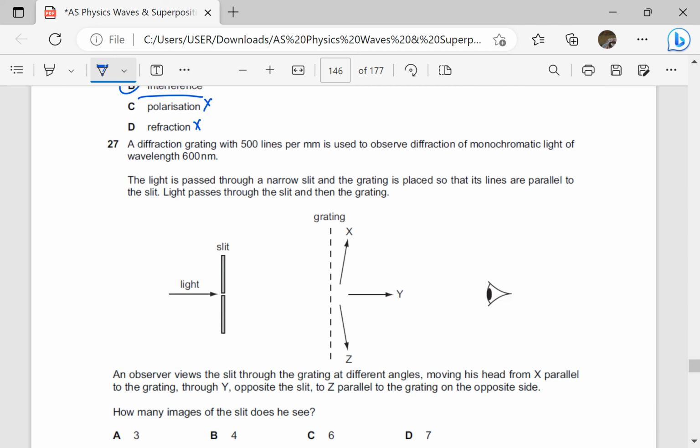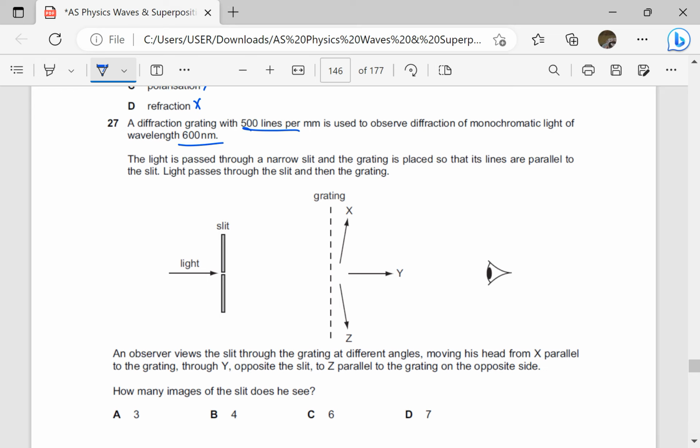A diffraction grating with 500 lines per millimeter is used to observe diffraction of monochromatic light of 600 nanometers. The light is passed through a narrow slit, and the grating is placed so that its lines are parallel to the slit. Light passes through the slit and then the grating.